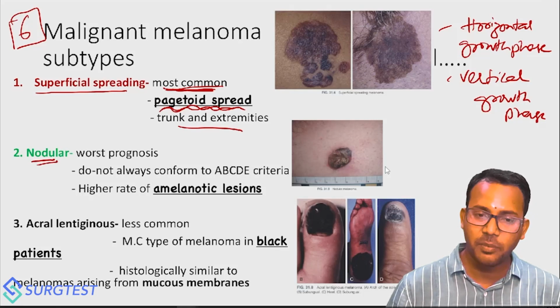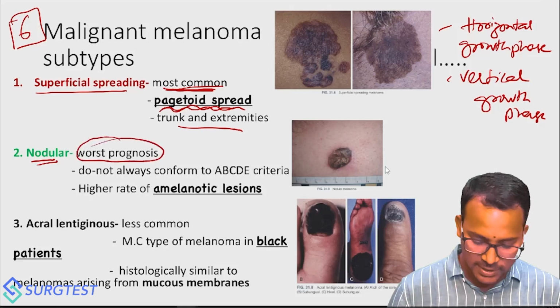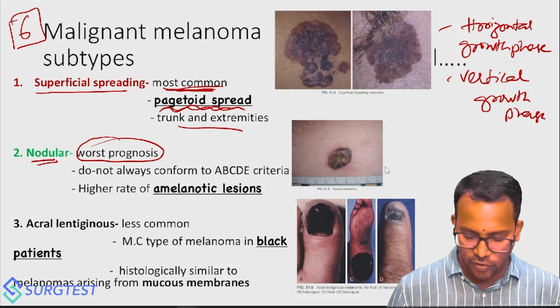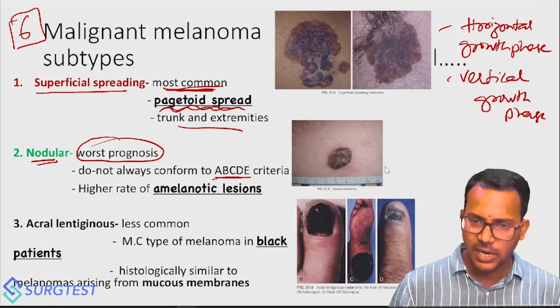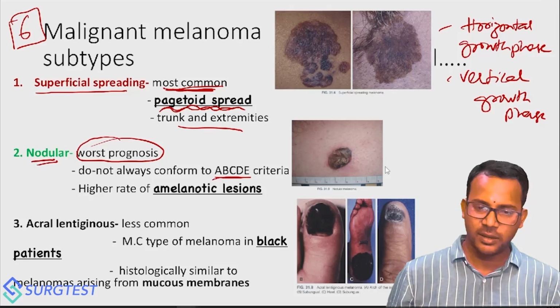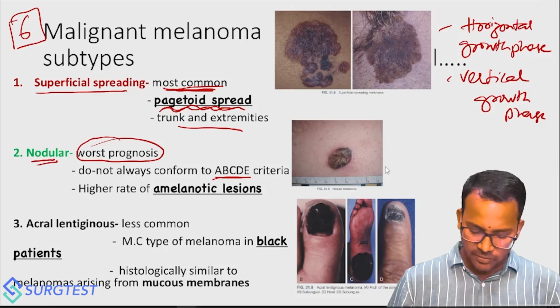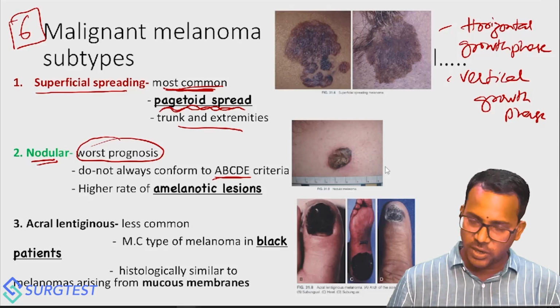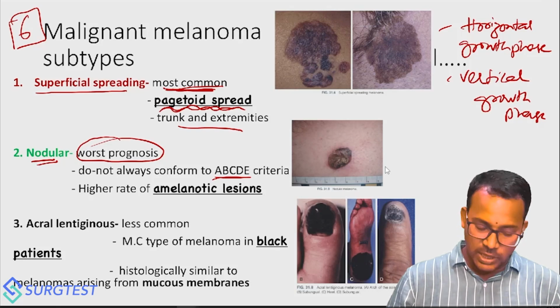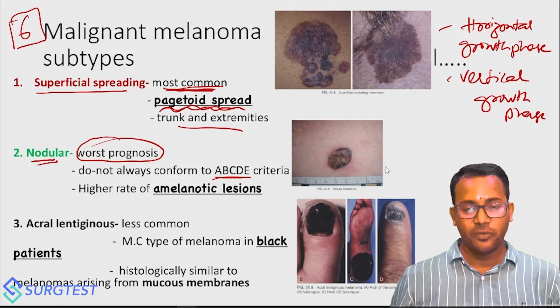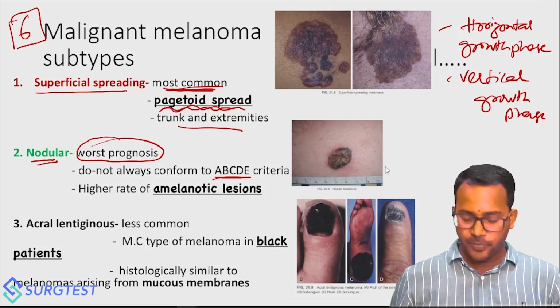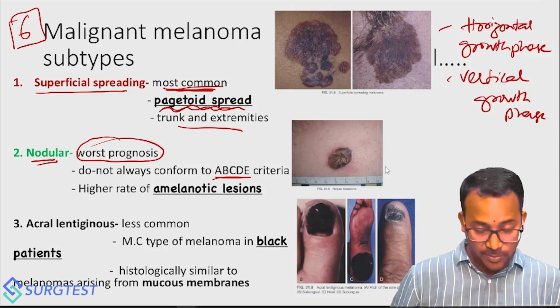The important point that you have to remember is that this nodular variety is the one which has the worst prognosis. Okay, this has the worst prognosis, and they do not always conform to the ABCD criteria. I'll tell you what the ABCD criteria is in some time. You also know about this ABCD criteria: A for asymmetry, B for border, C for color, D for diameter, E for elevation. You remember, right? So this nodular melanoma is the one which does not always conform to this ABCD criteria.